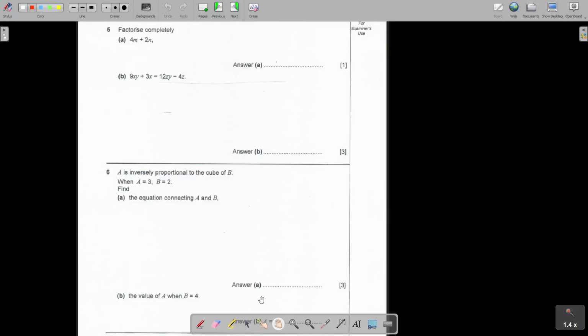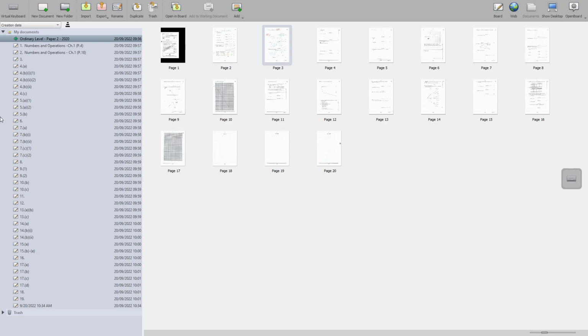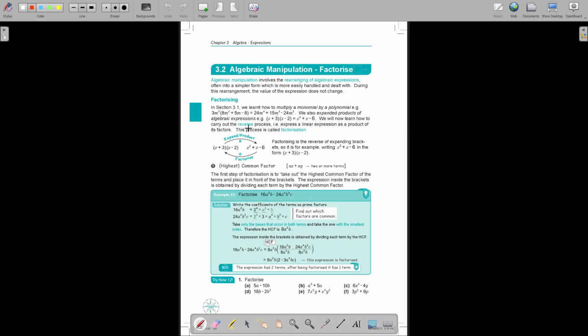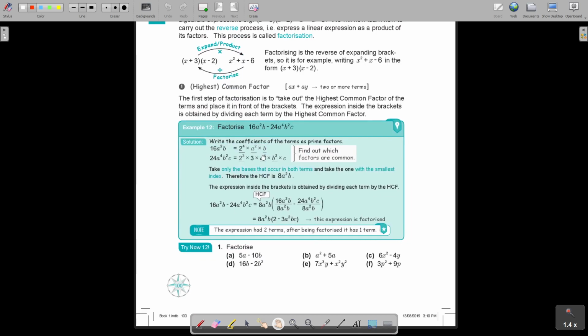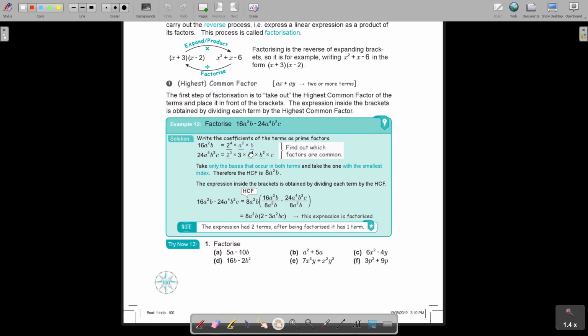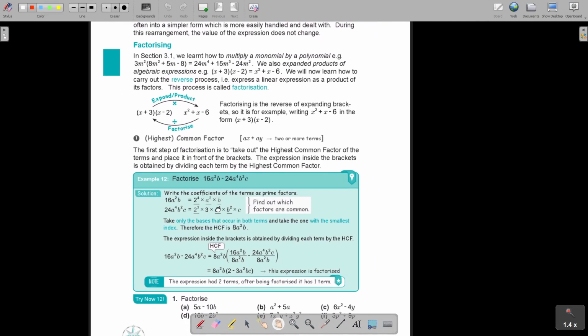Let's start with question number 5. Factorize completely. Again, I'm first going to take you to the textbook. Let's see, question number 5. You will find this in the y equals mx+c mathematics textbook, grade 10, 11 on page 100. And the example I'm going to look at is this factorization, a common factor.